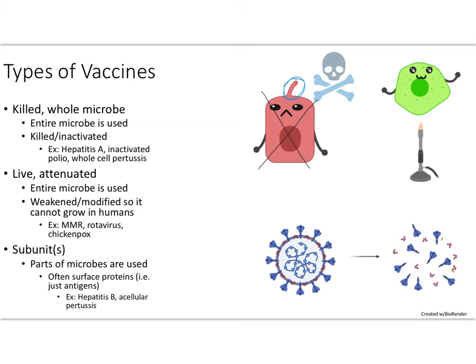What that means is that the person is able to respond to the antigens. We'll just call these the antigens on this little microbe here. The virus, or the bacterium, is not able to make the person sick because it can't replicate in their body very well. And then they will have antibodies to the antigens so that when they come in contact with this microbe in a real life setting, they will have the antibodies to protect them.